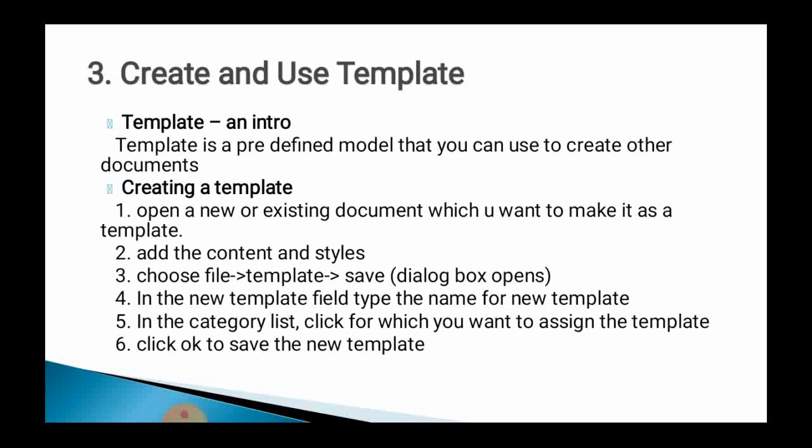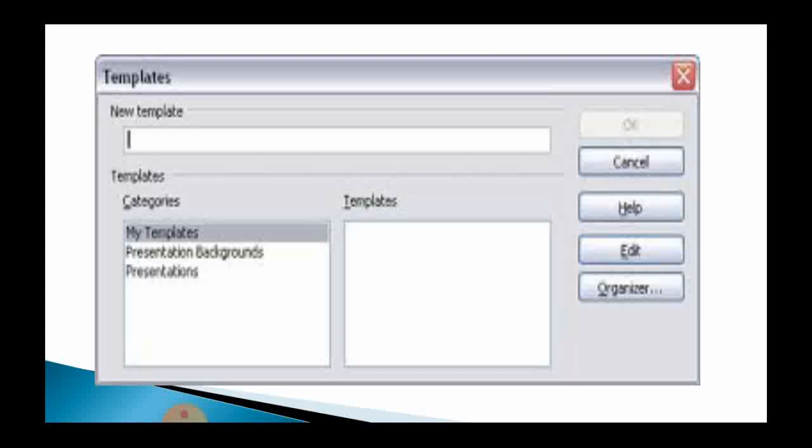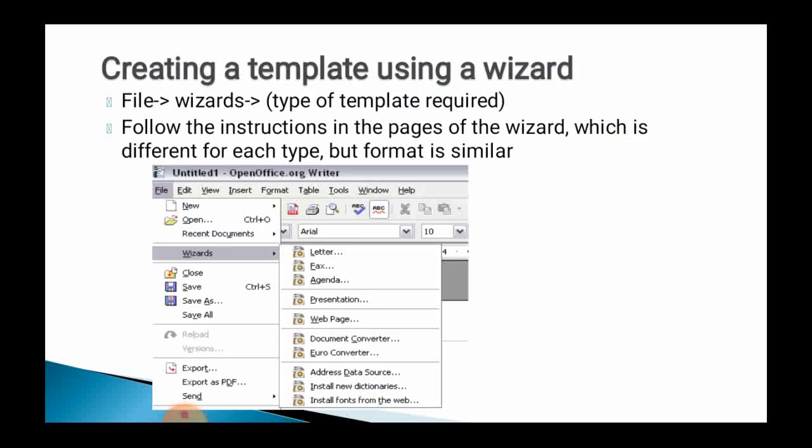In that you have to type your name for the new template in the field. This will be displayed once you click the Save button. So you have to type a name for your template, for example, doctor's prescription. So here we will type doctor's prescription, and then you have to select the categories, whether it is an already existing category or a new one. Then click OK, so that your template will be created.